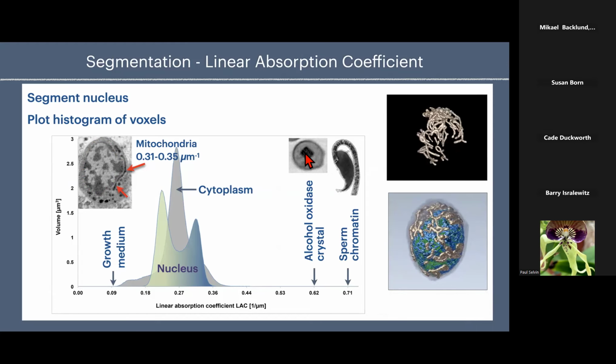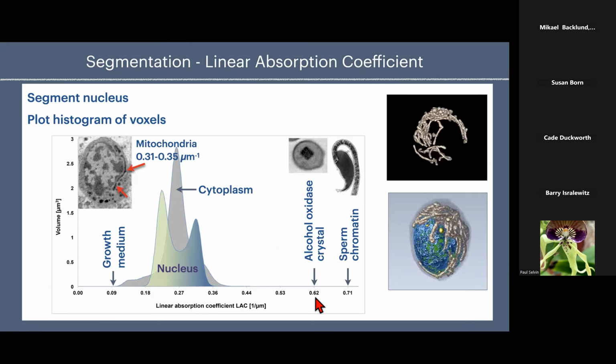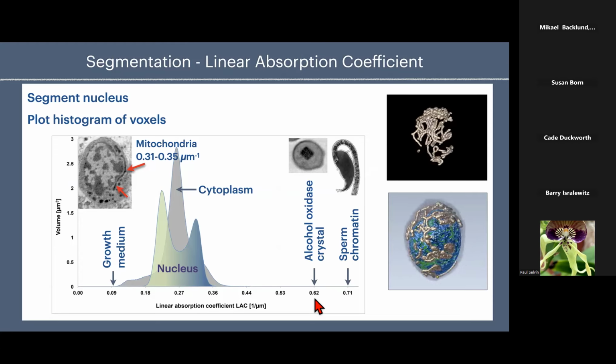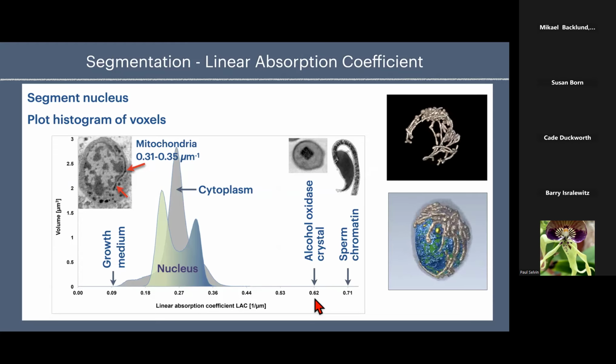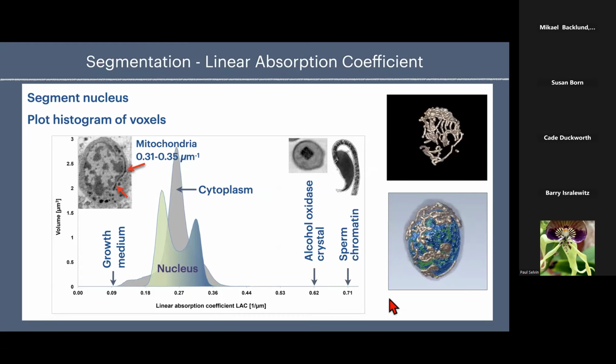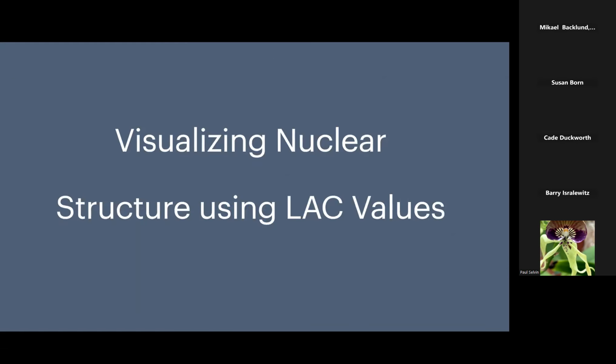And we calibrated our linear absorption coefficient using the structure of alcohol oxidase, which has been done with cryo-EM. So we could calculate the expected linear absorption coefficient based on composition of atoms in a voxel. And it came out to exactly what we collected on our X-ray microscope. So it's a valid measurement for the molecular content of the cell. And as it changes, you can detect changes in that.